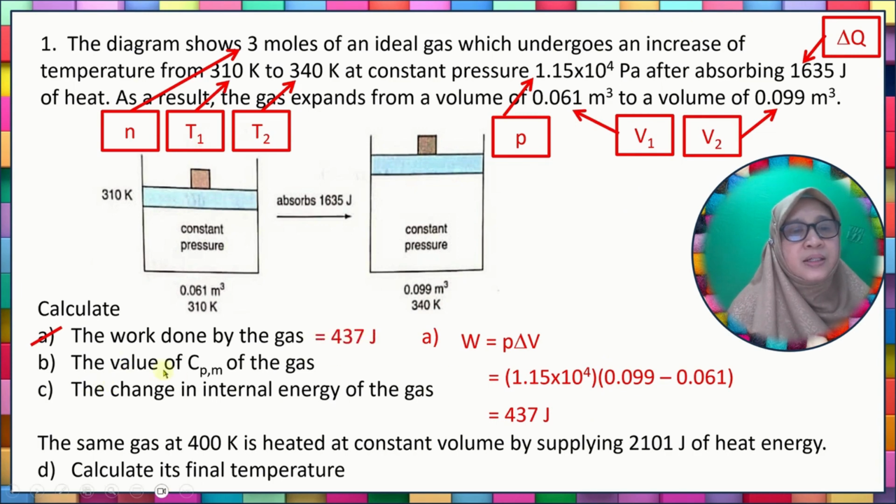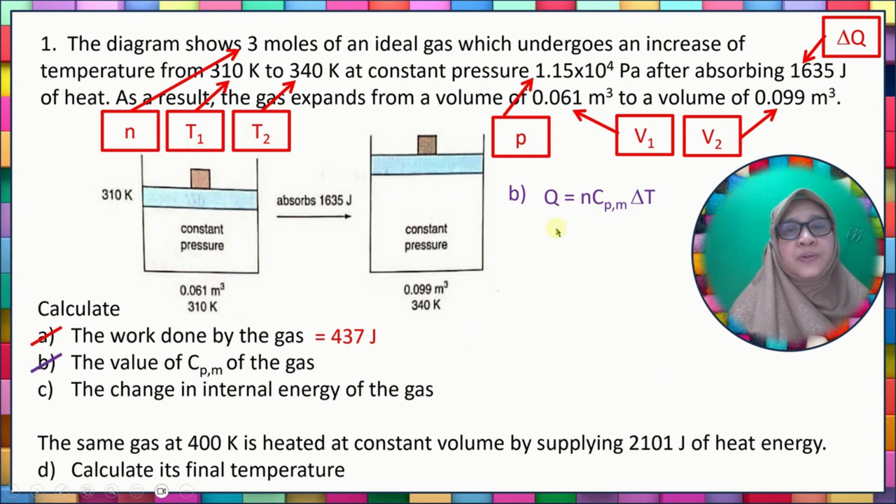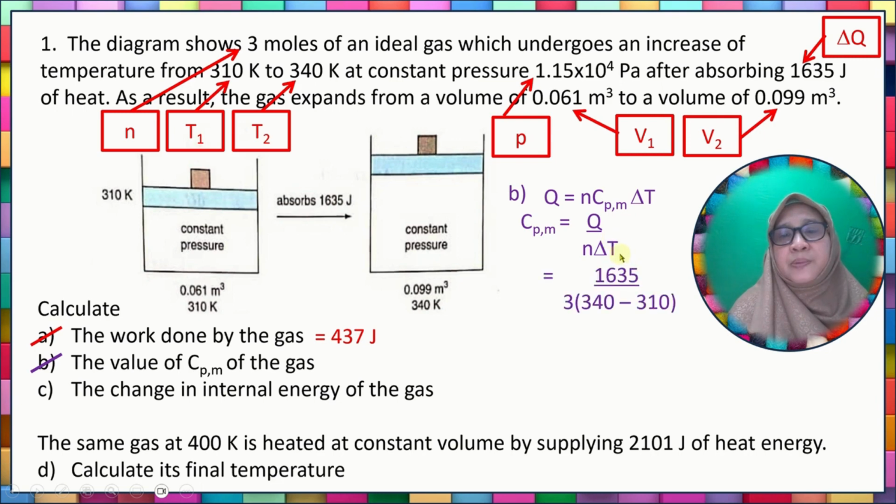Okay, B, the value of molar heat capacity at constant pressure. For molar heat at constant pressure, we can use Q equals n C_p,m times the change in temperature. We rearrange the equation with C_p,m as the subject, so C_p,m equals Q over n delta T. We substitute Q 1635, the number of moles 3, and the change in temperature. The answer is 18.17 joule per mole per Kelvin.